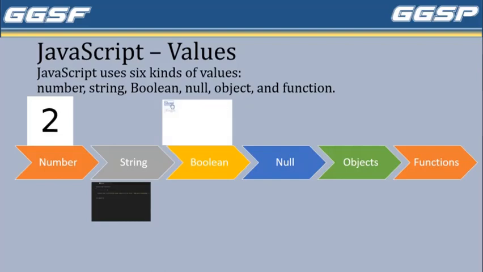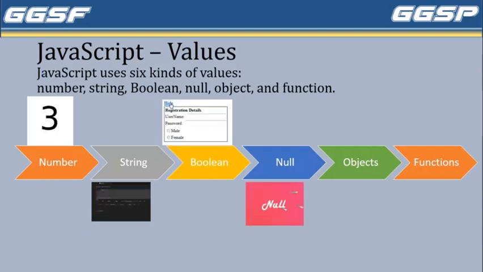Maybe, as shown in the figure, a registration form is either shown or hidden, so it can be used with the help of Boolean. Next is null. There is nothing to the null value. Really, I mean nothing. That's what null means. Null is the absence of any value.